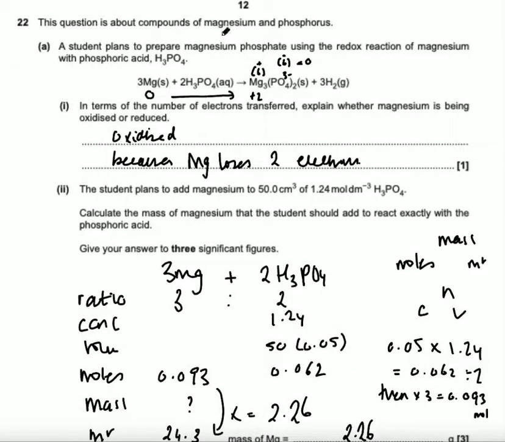This question is about compounds of magnesium and phosphorus. A student plans to prepare magnesium phosphate using the redox reaction of magnesium with phosphoric acid. In terms of the number of electrons transferred, explain whether magnesium is being oxidised or reduced.